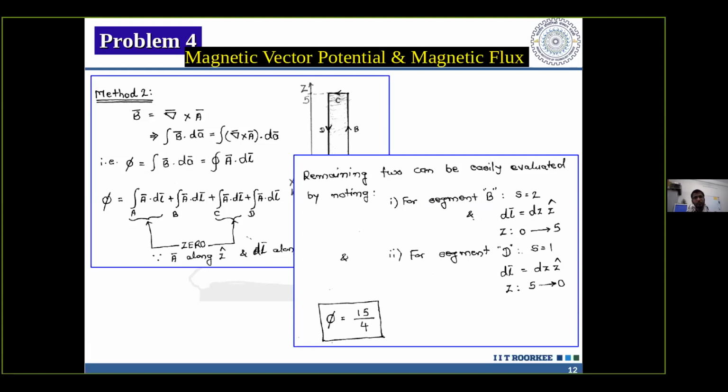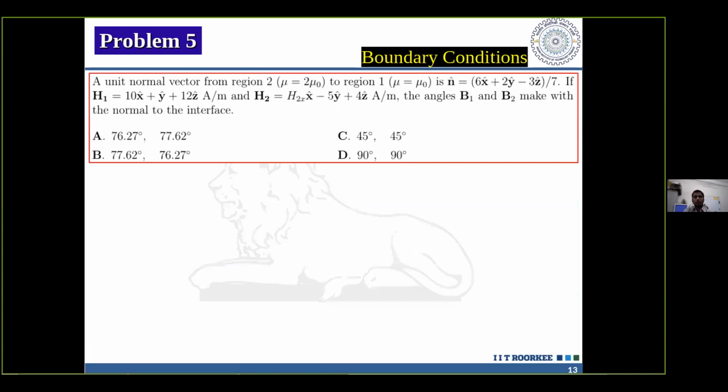So now the one problem which I would like to take is on boundary conditions. It's not a boundary value problem, it is a problem based on boundary conditions. So I have a unit normal vector from region 2 to region 1, where region 2 is defined by this and region 1 is defined by that, is given by this vector quantity.